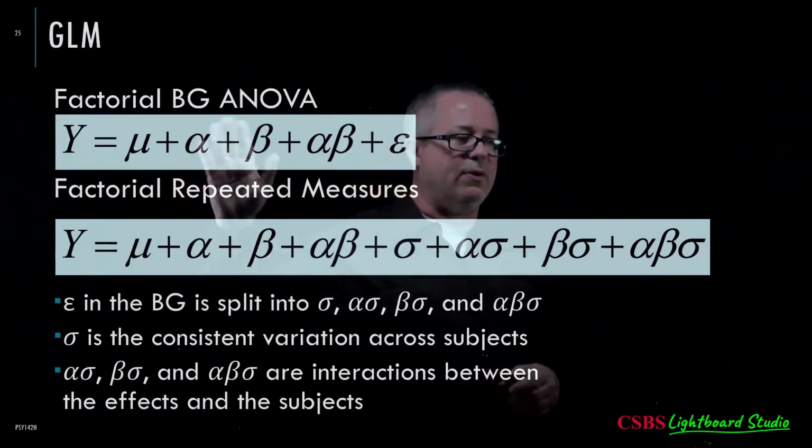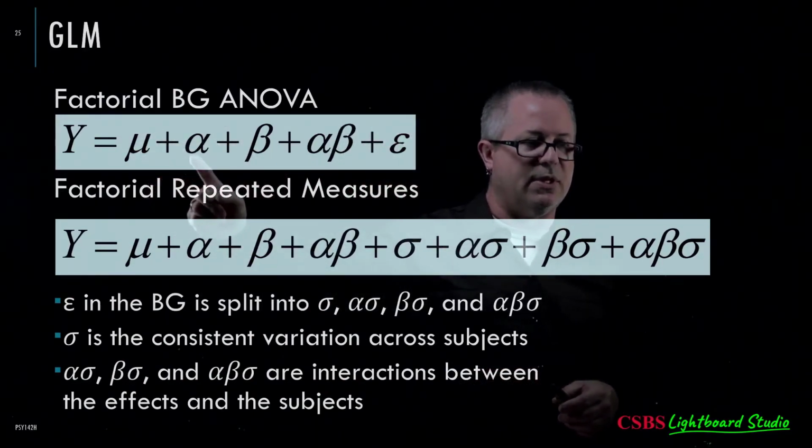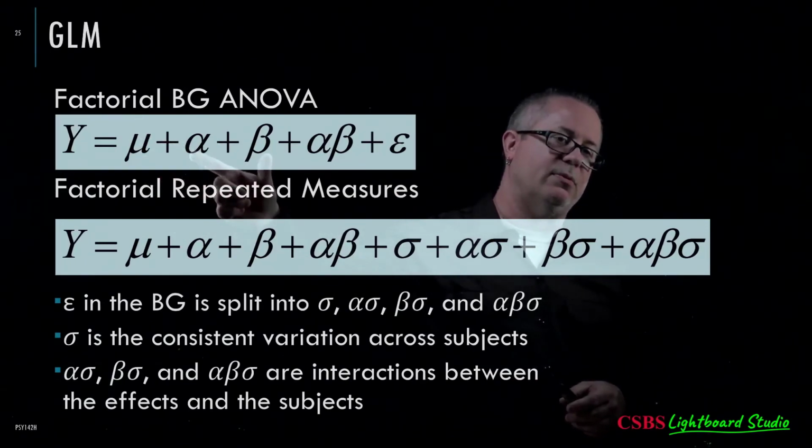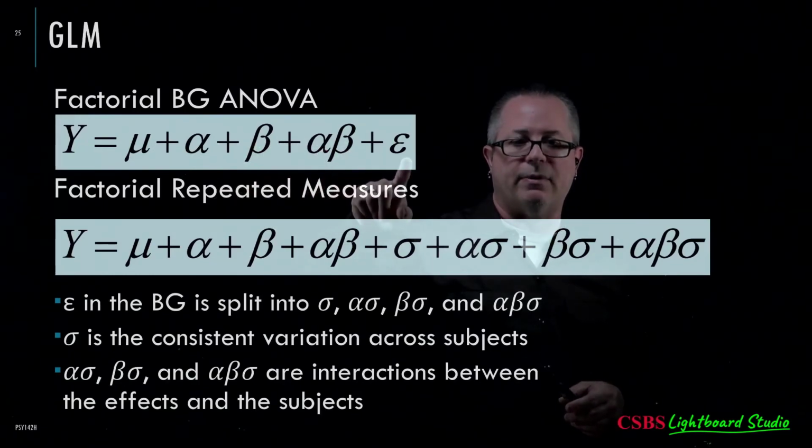So in a factorial between groups, we said everything anchors on the grand mean, plus you have the effect of alpha and beta, which are two IVs. Then you have the interaction between alpha and beta, and you have epsilon.